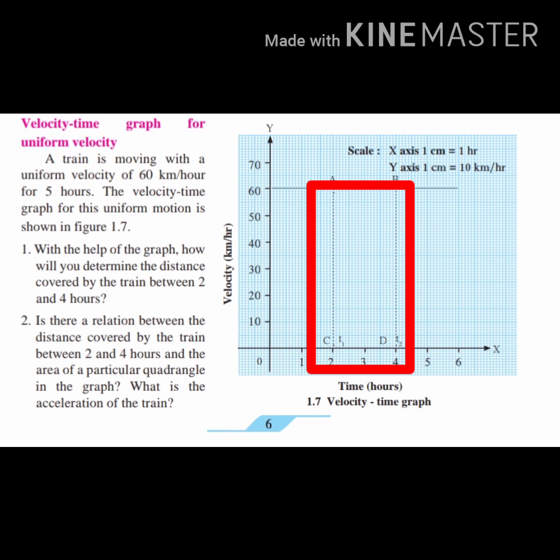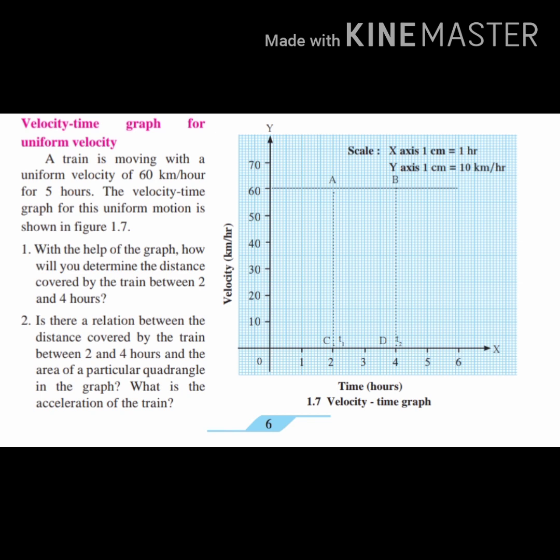So here the velocity will be 60, and the time will be 4 hours minus 2 hours, because we have to consider the distance traveled in how much time. So you have to subtract it. Okay, 4 hours minus 2 hours is 2 hours. So 60 into 2 will be 120 kilometers. So that is the answer.